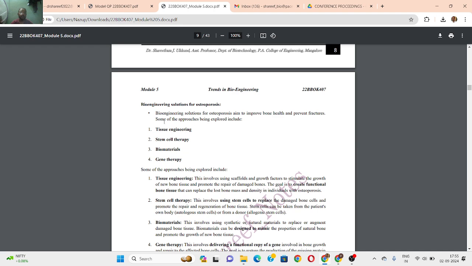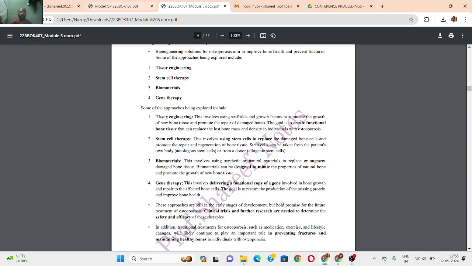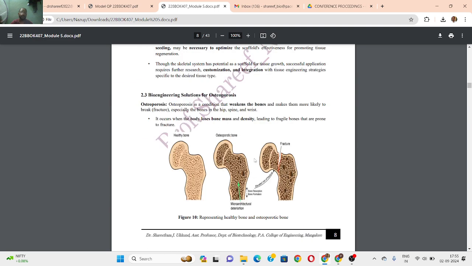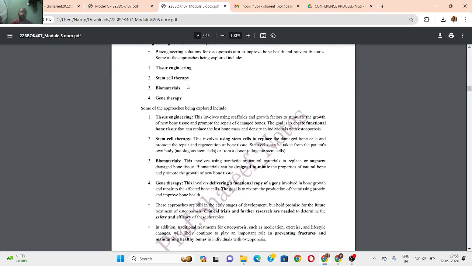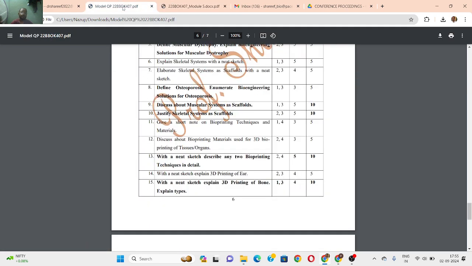So bioengineering solutions, any two you explain, 1 mark each. Tissue engineering, you mention all, explain any one. Or else you can directly go for this as 1 mark and 4 marks for all these four things. Next, we are discussing muscular systems as scaffolds.